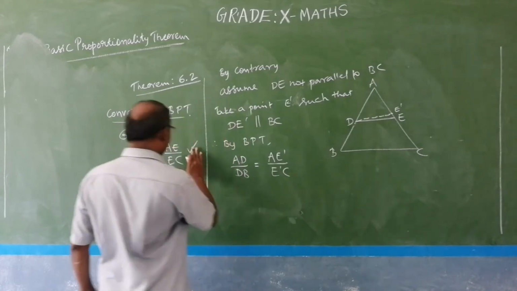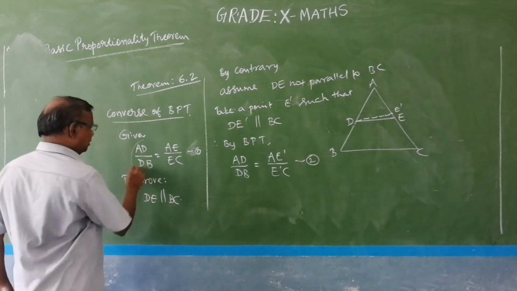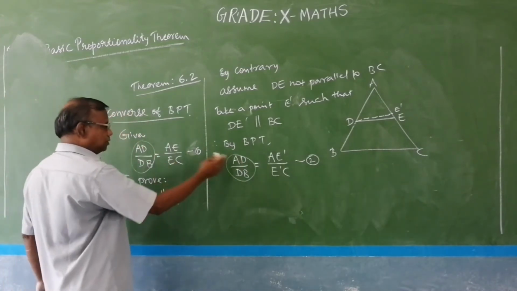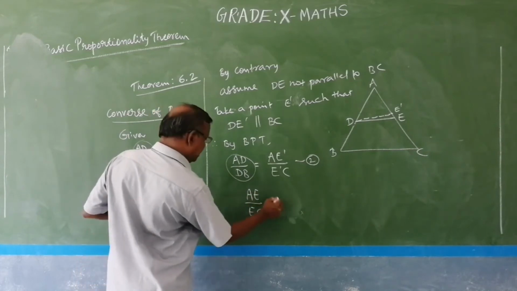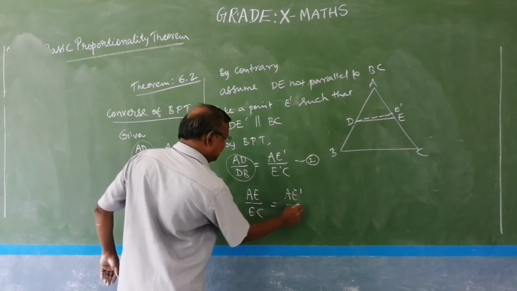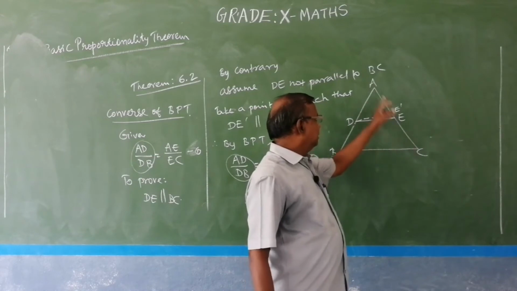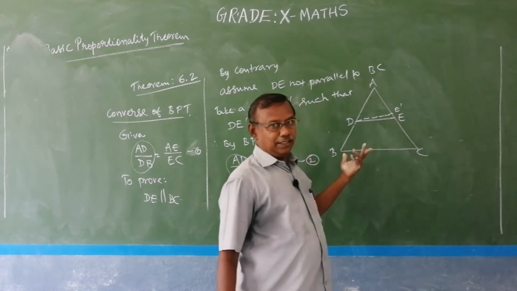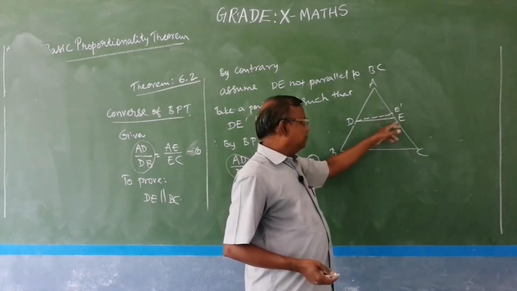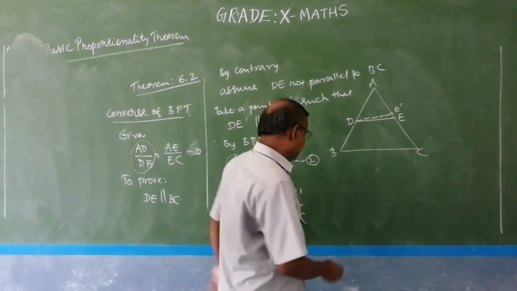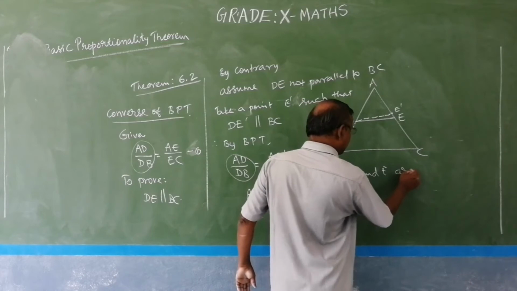Say this given is 1, say this is 2. Here the LHS are equal, therefore the RHS must be equal. That means AE by EC is equal to AE dash by E dash C. So AE by EC equal to AE dash by E dash C means what? These are not two different points, they are the same point. That means E dash coincides with E. Therefore, E dash and E are the same point.